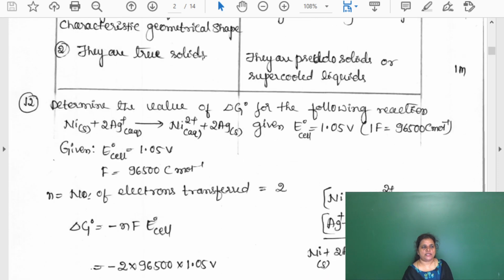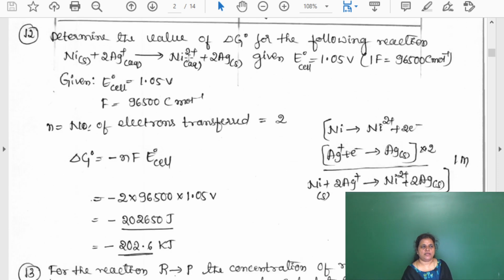Now move on to the 12th question in part B, second question. Determine the value of delta G naught for the following reaction given. Nickel solid plus 2 Ag+ in aqueous medium gives rise to Ni2+ in aqueous medium and 2 Ag solid.